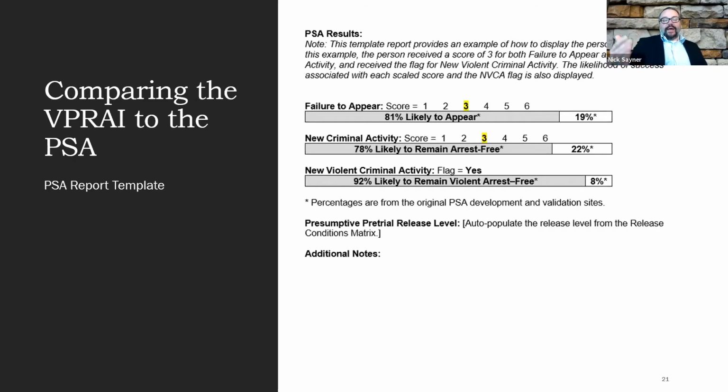Same thing with new criminal activity. Again, it was a 3. 78% in the original data set remained completely arrest-free through the entire process of the pretrial phase, and only 22% were arrested one time or more, right? Same thing with the new criminal activity. Even though they received the flag, look at this, 92% remained violent crime free during the pretrial phase, and only affected 8% of that population.